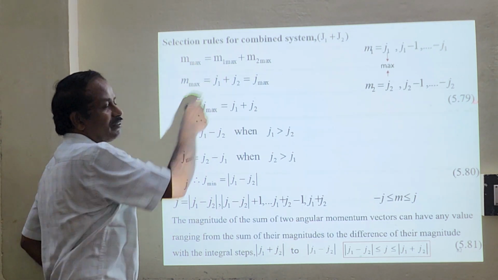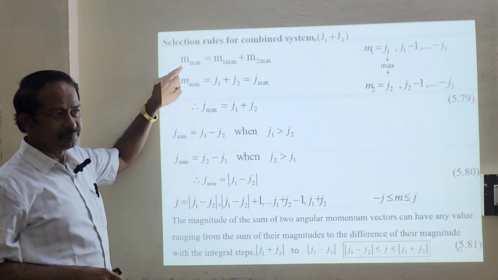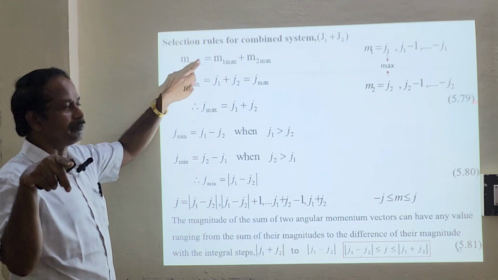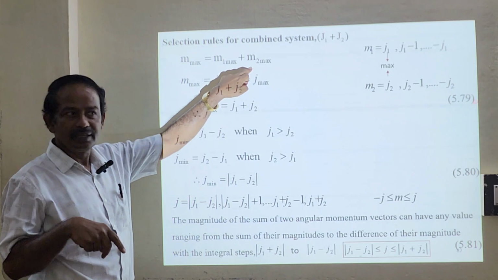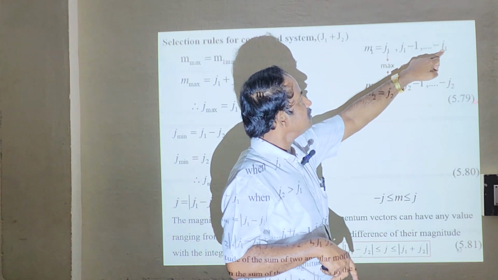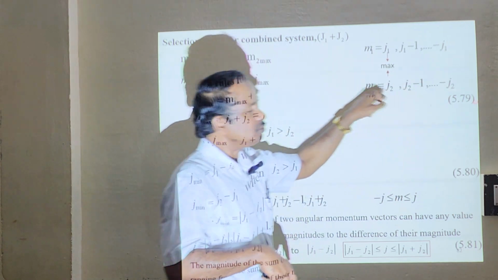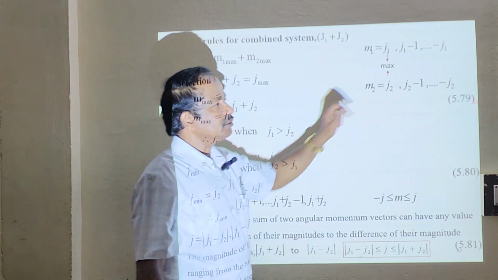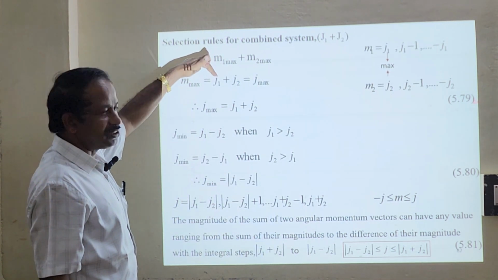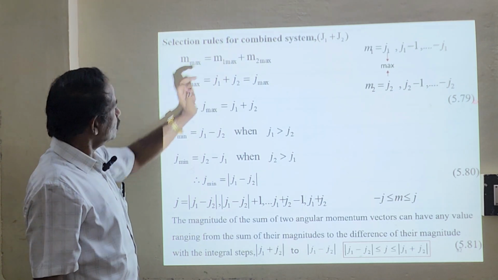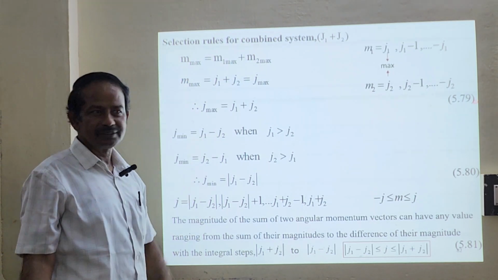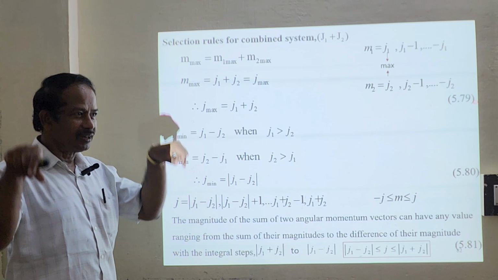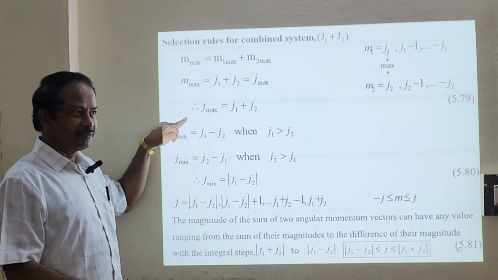Now M max is given by M1 max plus M2 max. We know already, we are having two angular momenta, M1 and M2, so M max will give you M1 max plus M2 max. Of course, M1 goes from minus J1 to plus J1, and M2 goes from minus J2 to plus J2. The maximum value for the first one will be J1, and the maximum value for the second one will be J2. So your M max will be J1 plus J2, which we denote as J max. So J max equals J1 plus J2. Can you remember? This is the first selection rule.